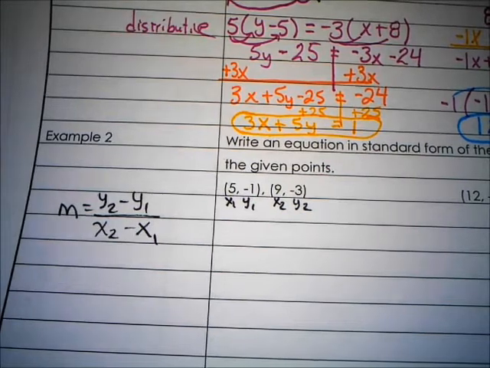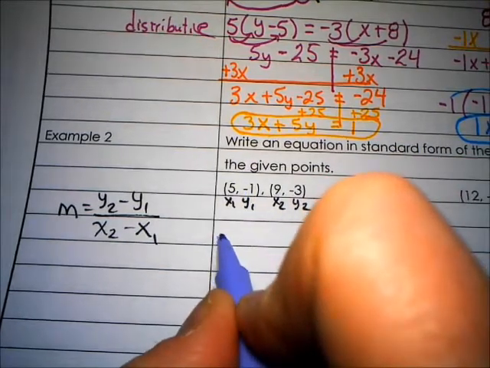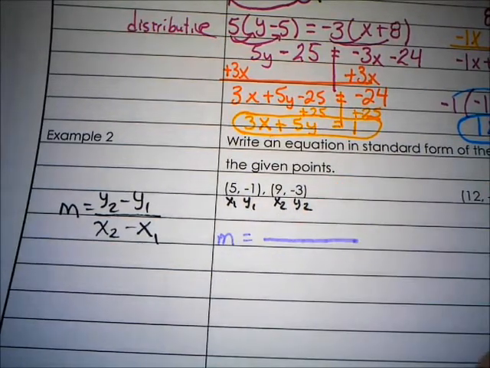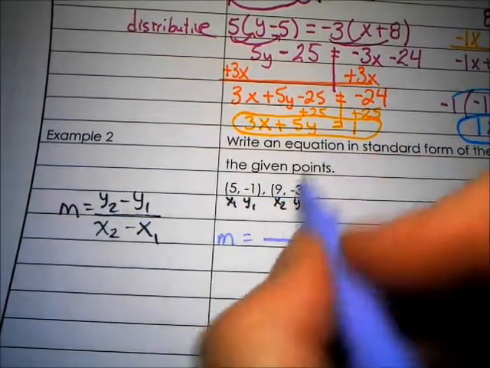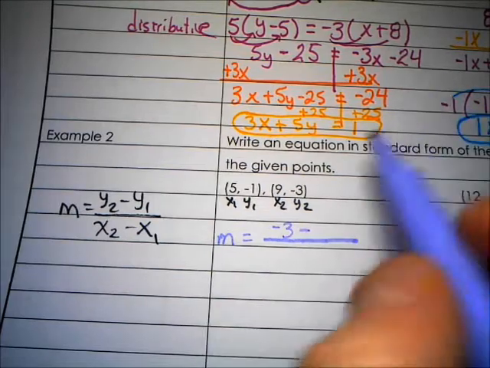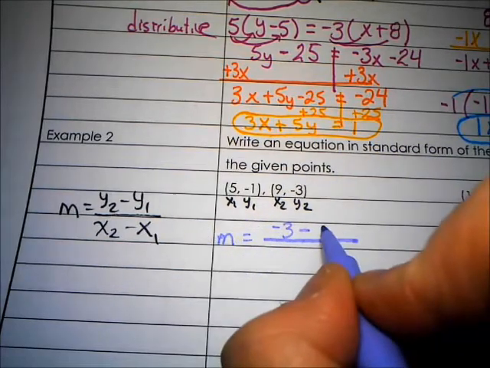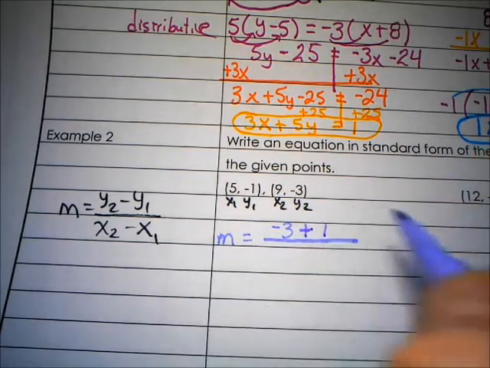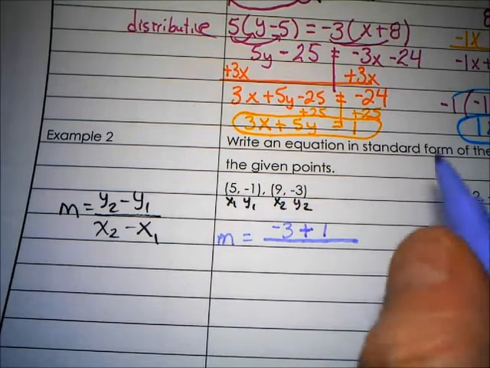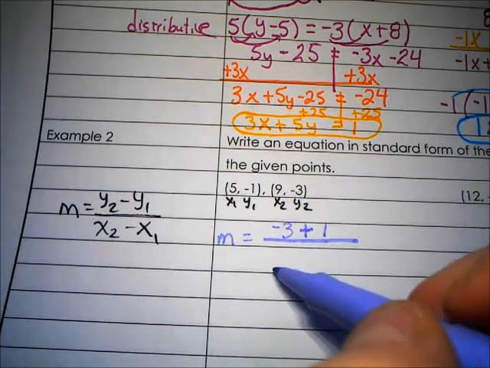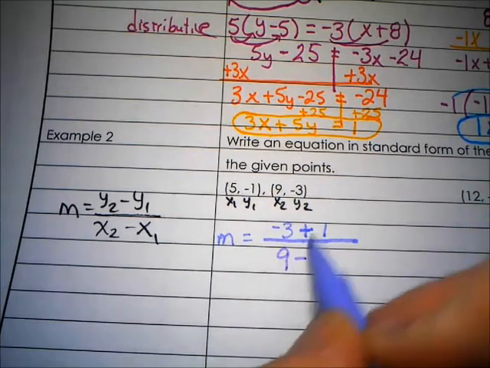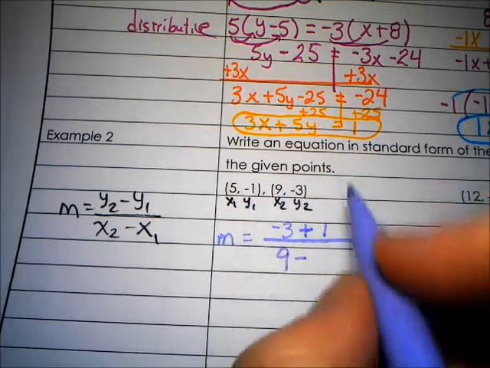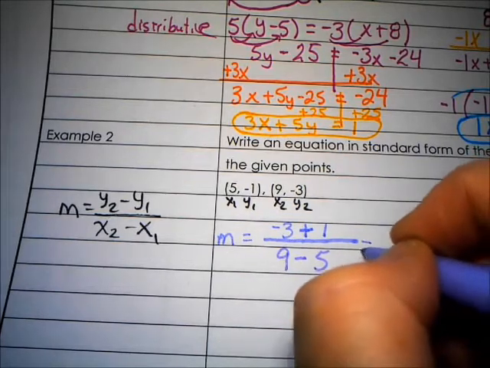So what goes on top? I'm going to have m equals, what's on top? y2 is negative 3 minus, what's y1? Negative 1, so I'm going to make that a plus 1. Change the sign. The denominator, I have x2 minus x1. What's x2? It's 9 minus x1, that is 5.